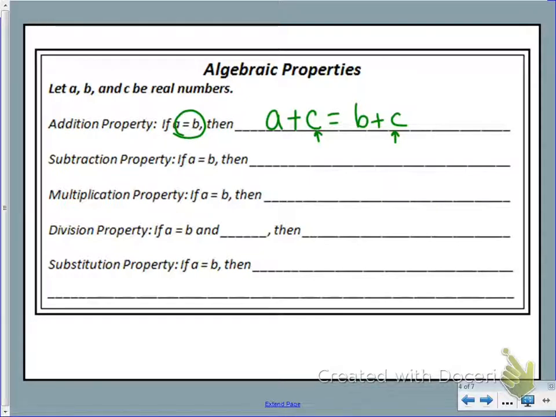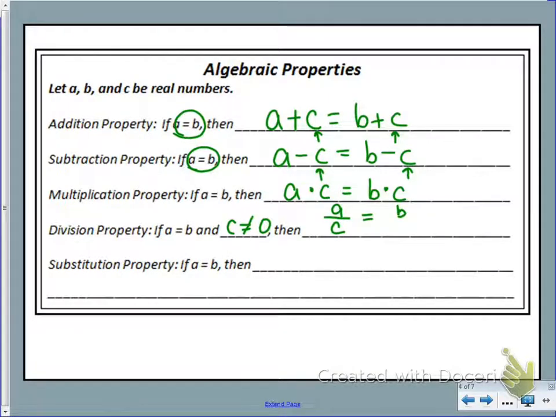The subtraction property states if A equals B, then we can do the same thing. We can subtract the same amount, C, from both sides. So again, I started with A equals B, and I'm just taking away C from both sides. That's called the subtraction property. The multiplication property tells me that I can multiply both sides by the same quantity, and I still end up with a true equation. The division property states if A equals B and C does not equal 0, then A divided by C equals B over C.